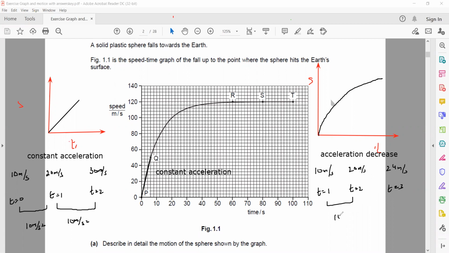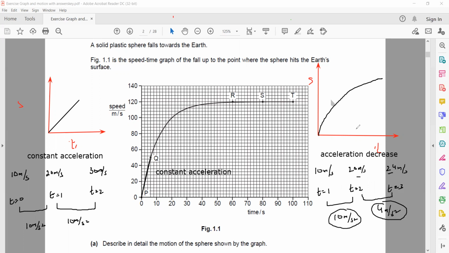So acceleration of the first part is 10 meter per second square, because the change in velocity, 20 minus 10, divided by the time interval, 1, is 10 meter per second square. For the second part, when we calculate acceleration, the final speed is 24 and the initial speed is 20. When we subtract them, it will be 4 meter per second square. So you can see the speed is increasing, but the acceleration is decreasing.